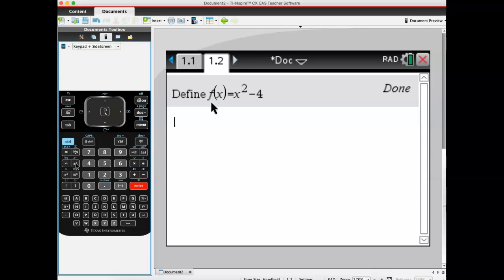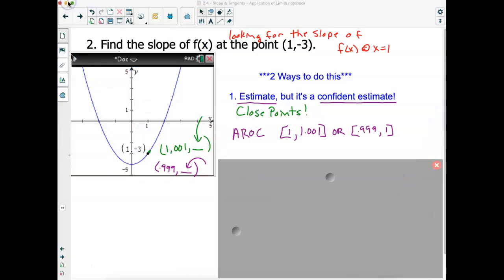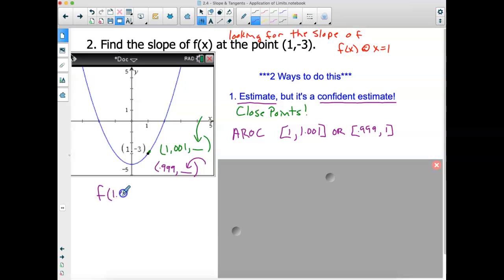Okay, so what do you mean, Kruger? What do you mean we're going to look at it in our AROC? So basically, I'm going to plug this in, and I'm going to be looking for my AROC. So I'm going to be taking f of 1.001 minus f of 1 over 1.001 minus 1. And I don't want to do these calculations on my own, so that's why I said I'm going to let my calculator do it.